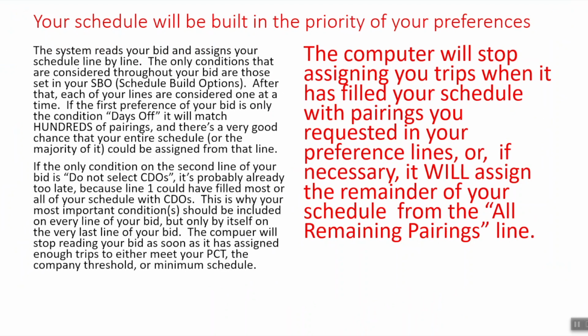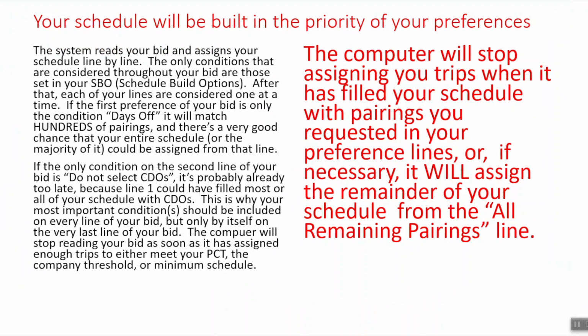Your schedule will be built in the priority of your preferences. If you have a first preference line that matches most of the bid packet, and many of those trips are available, and it can assign you an entire schedule just from the trips on line 1, it will do so, and it will never even read line 2.